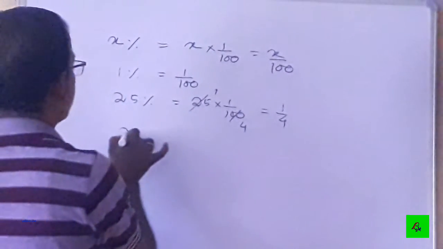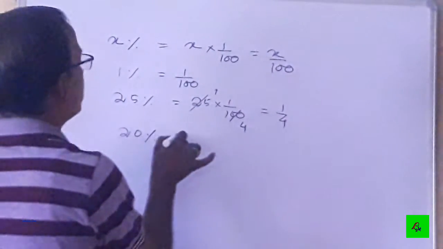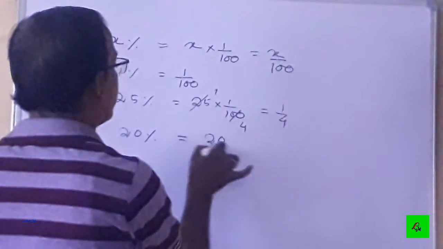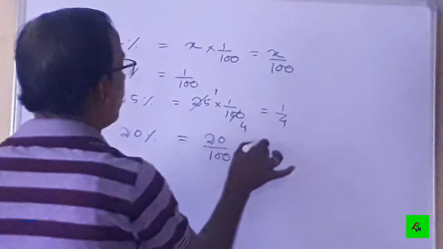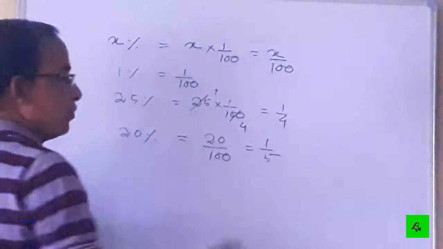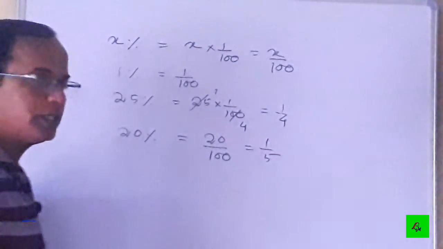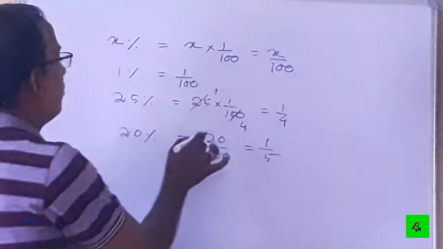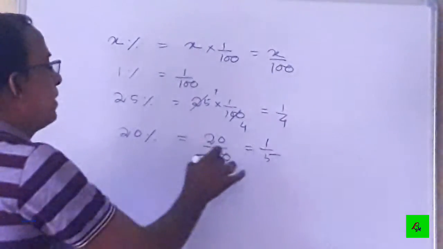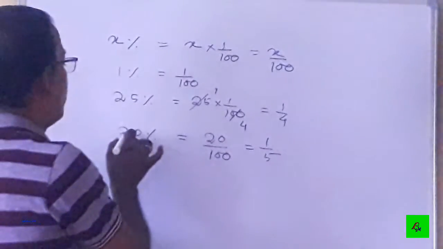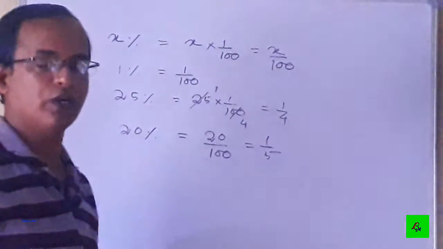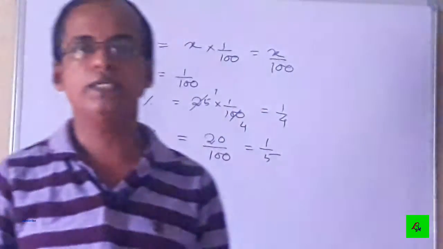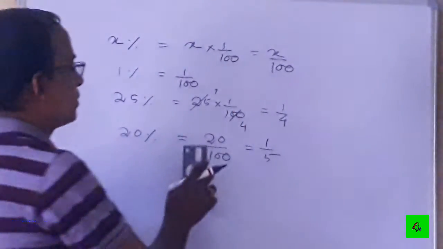Similarly, 20% is equal to 20 by 100, that's equal to 1 by 5. So to find the percentage into fractions, the method is that we have to write that number into 1 by 100. Then by simplifying, in this example, 20% equals 20 by 100 equals 1 by 5. This is the method to convert percentage into fractions.